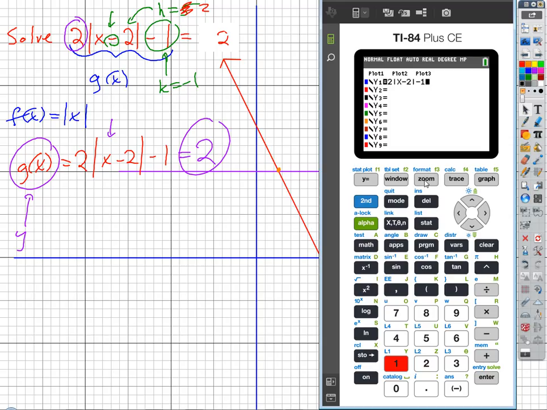Okay, zoom 6. Remember, that resets the screen. And so there's my absolute value function. Okay, everybody see that?